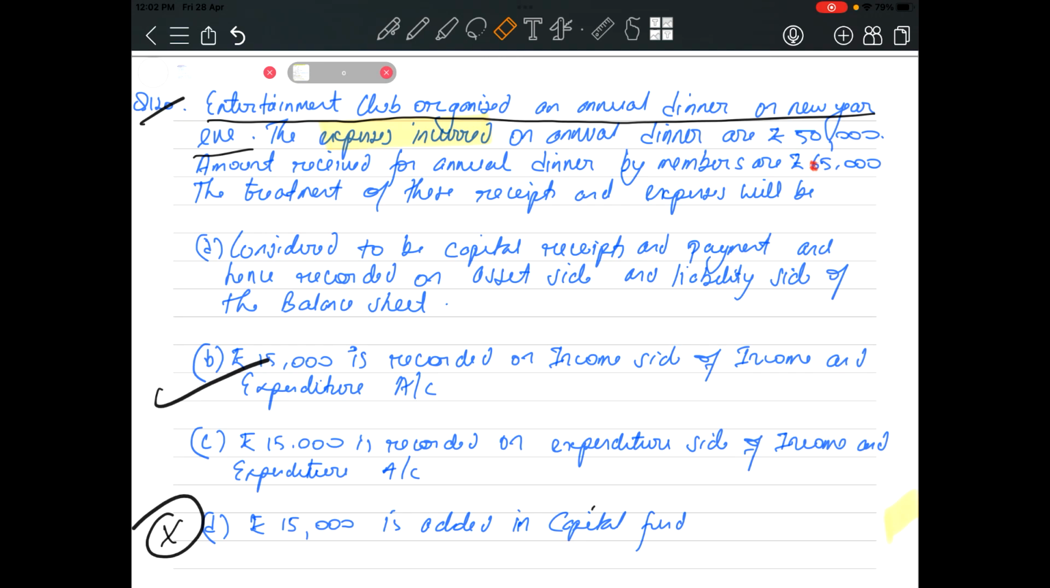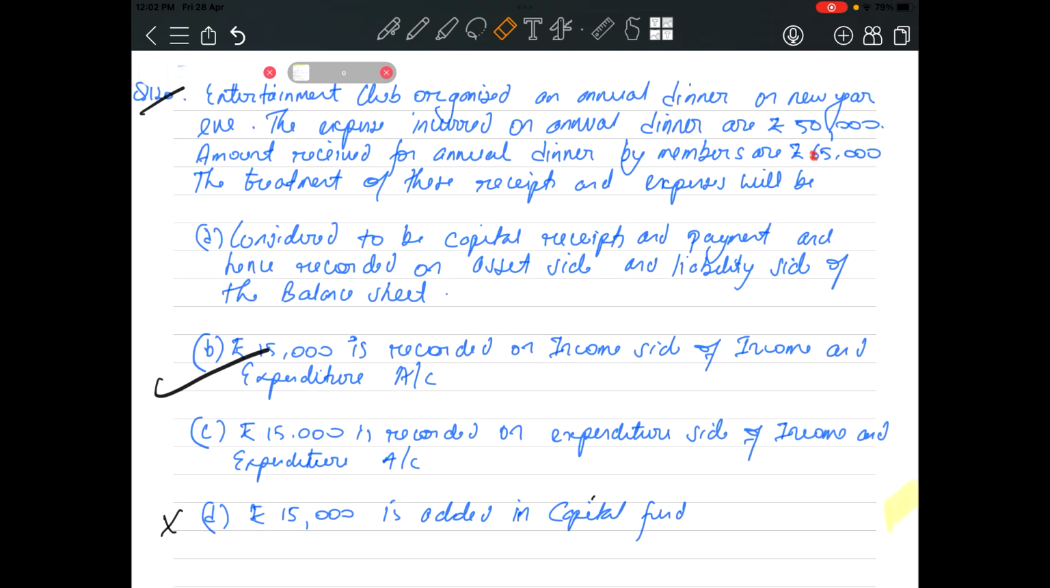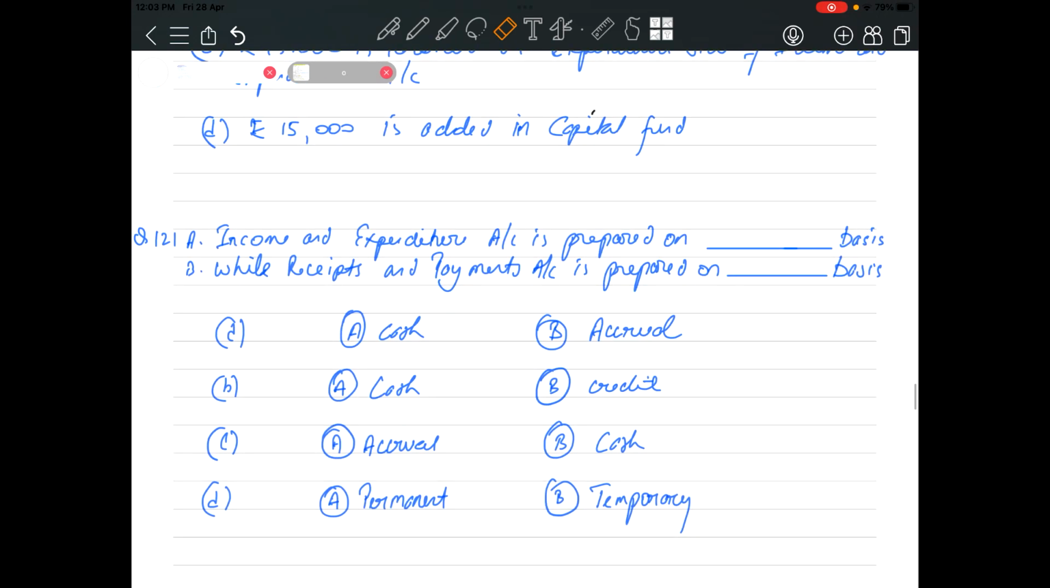Okay, I hope this is clear. Now let's move to the next question. Question number 121. Income and expenditure account is prepared on dash basis, while receipt and payment account is prepared on dash basis. So what will be the answer for this?